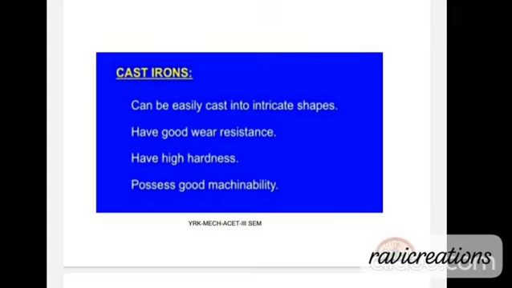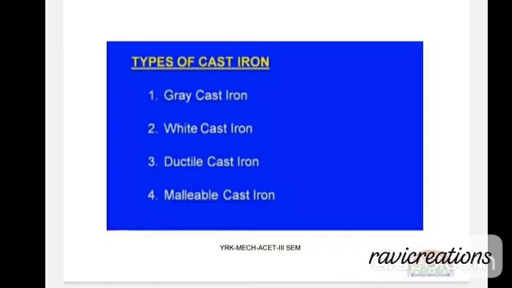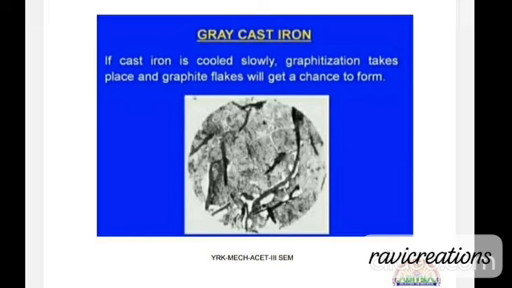So what are the various types of cast iron? There are mainly four types of cast irons. The first one is gray cast iron, next white cast iron, next ductile cast iron, and next malleable cast iron. One by one we need to discuss these. The first one is gray cast iron.